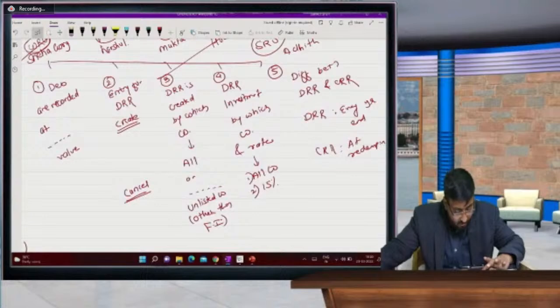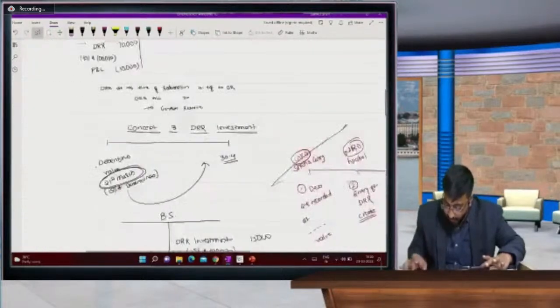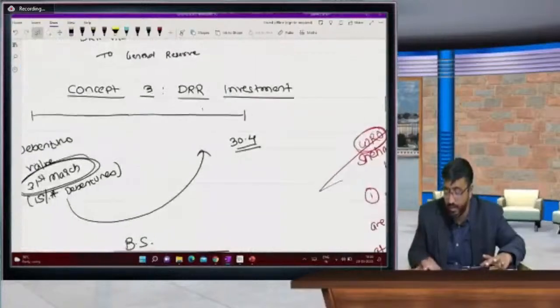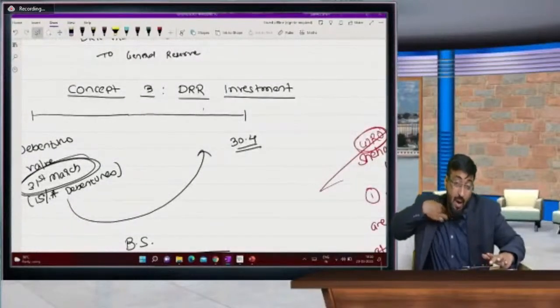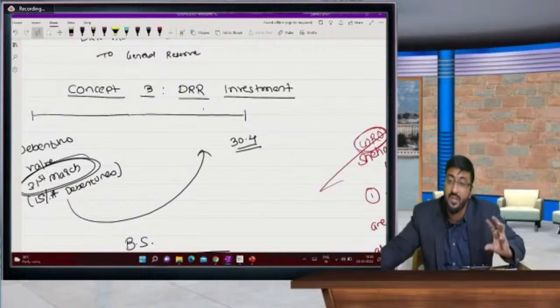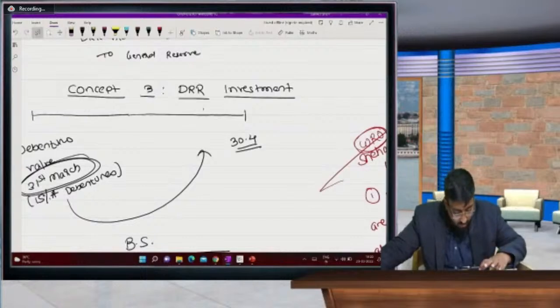Sir, kindly explain the concept number 3. So what is concept number 3? Beta, DRR investment. Investment is nothing but, beta, whatever the amount of debentures. So something you have to invest somewhere, na beta. Suppose for example, if your marriage is after 5 years, okay. So Divyaji is asking me this question. So Divya, suppose your marriage is after 5 years, so your mom and dad have to invest something in some gold or silver. So this is the investment. Okay. And minimum 15%.